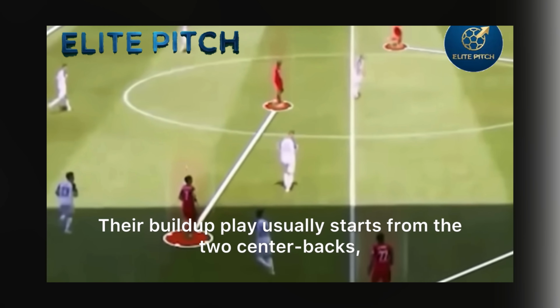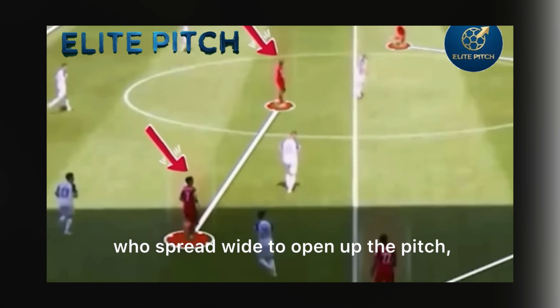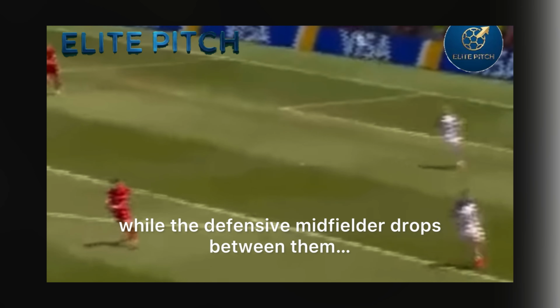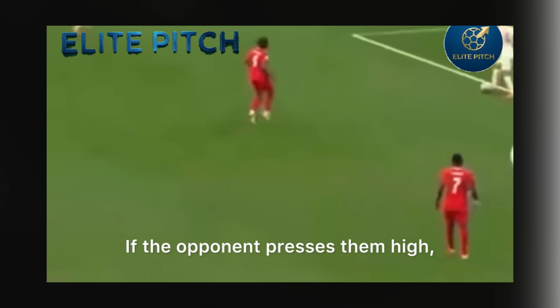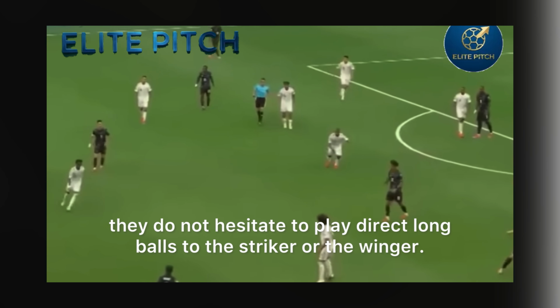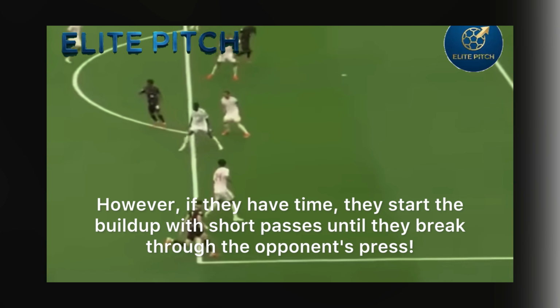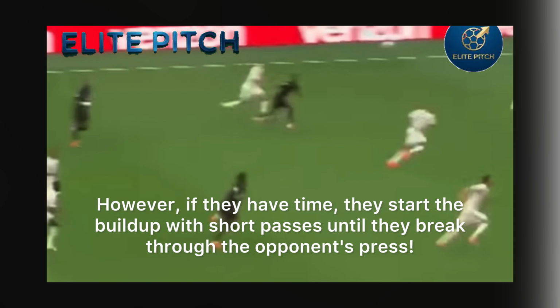Their build-up play usually starts from the two center backs, who spread wide to open up the pitch, while the defensive midfielder drops between them, to offer an extra passing option. If the opponent presses them high, they do not hesitate to play direct long balls to the striker or the winger. However, if they have time, they start the build-up with short passes until they break through the opponent's press.